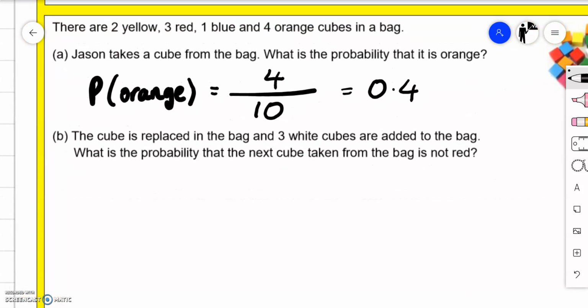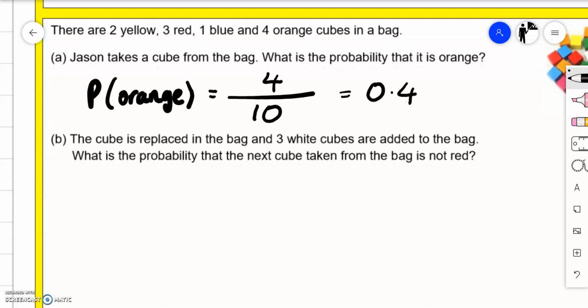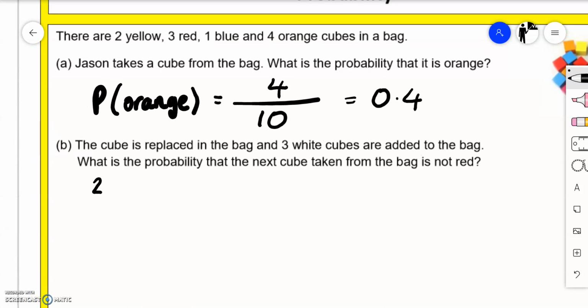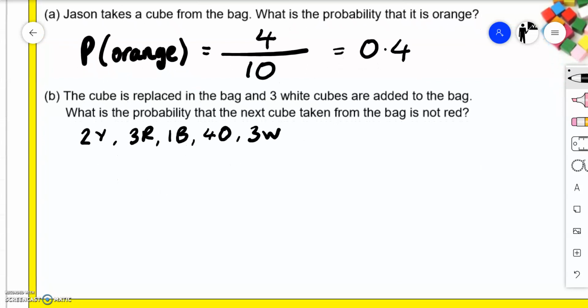The cube is replaced in the bag and 3 white cubes are added to the bag. So I'm just going to write this down. So we've got 2 yellow, 3 red, 1 blue, 4 orange, and now we've got 3 white. What is the probability that the next cube taken from the bag is not red? So the probability that it's not red.